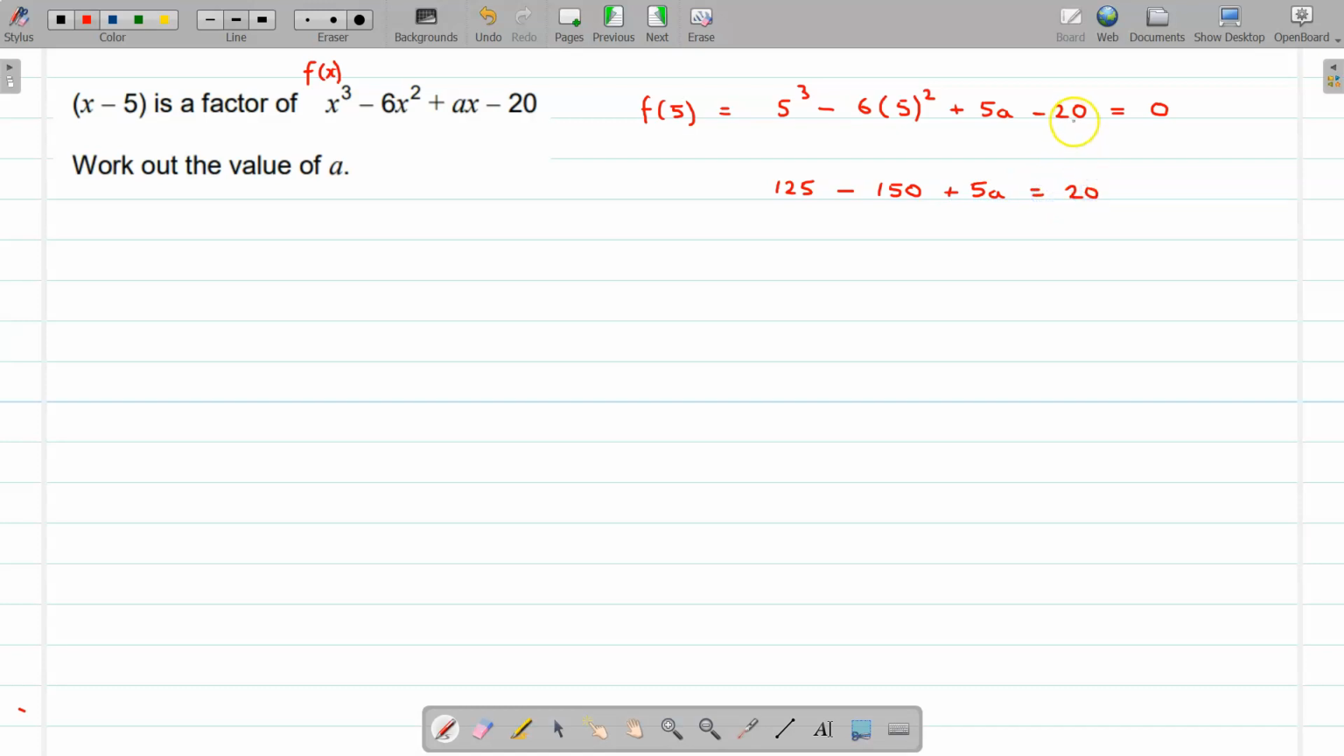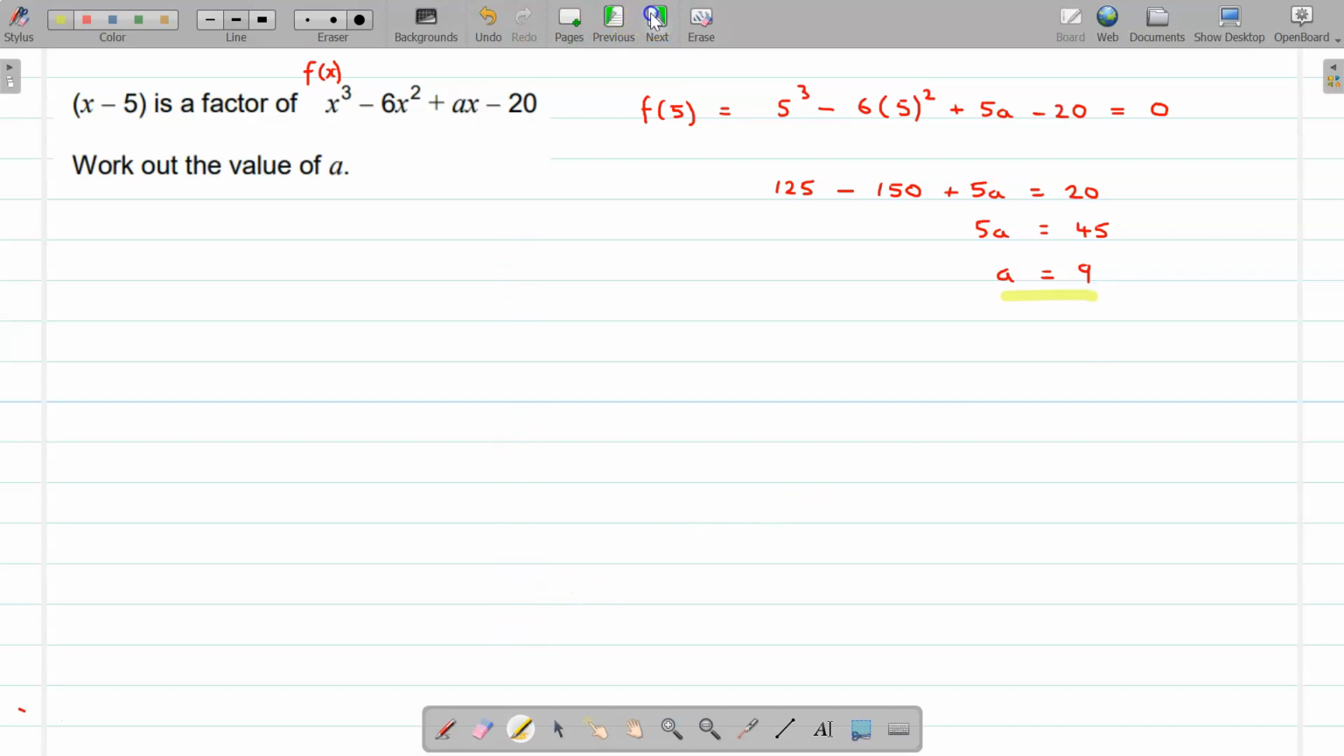If I add that 20, I'm now going to add the 25 that I get from by adding 25 to both sides. So I get 5a equals 45. Okay, and therefore a must be equal to 9. And that's all we had to do.